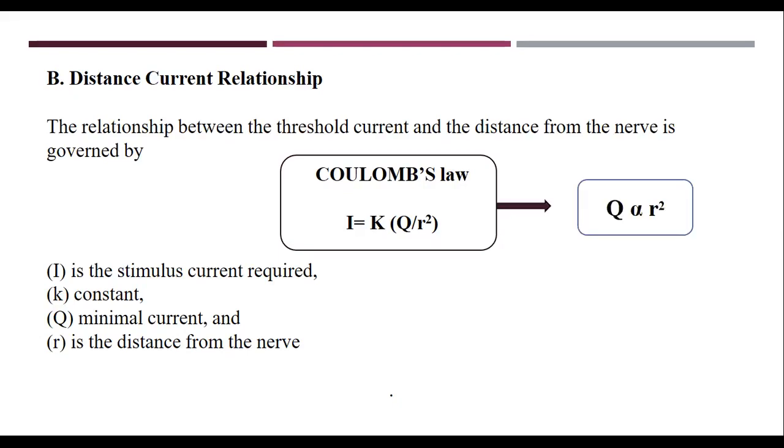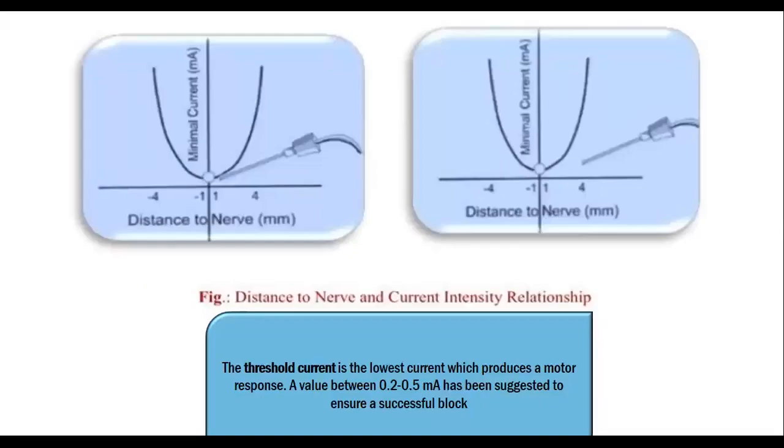So on rearranging this equation, the minimal current I is directly proportional to the distance from the nerve. You can see that in this picture. Here the distance between the nerve and the needle is very minimal, so even minimal current is required for stimulation of the nerve. Whereas if the needle is far away from the nerve, you need a larger current to stimulate the nerve. So that is directly proportional: distance to the nerve and current intensity relationship.